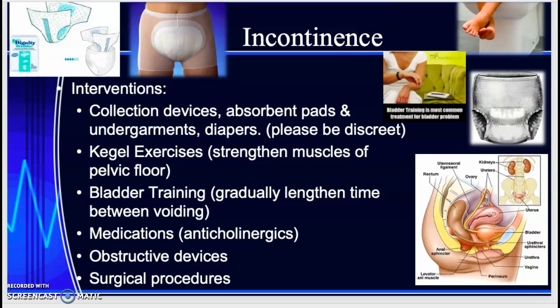And then surgical procedures, usually they don't do that for most adults with incontinence. Surgical procedures are usually saved for children that have congenital anomalies.